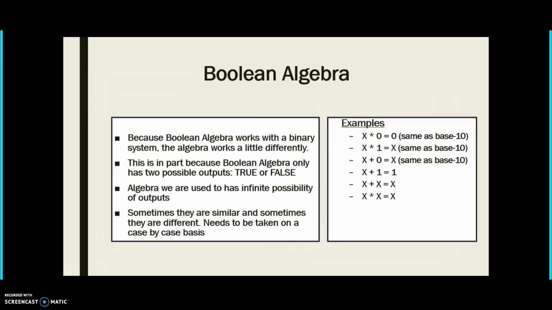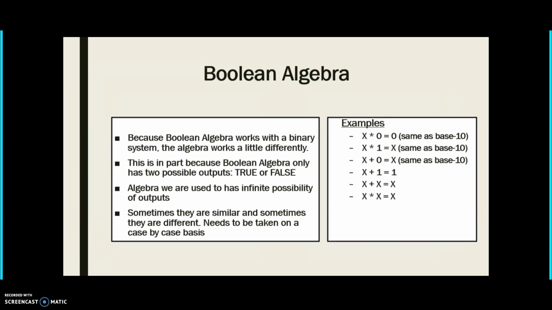Sometimes they're similar and sometimes they're different. Sometimes our Boolean algebra mirrors our traditional algebra and sometimes it doesn't. So there's no hard and fast rule on when they're the same. We have to take this on a case-by-case basis. So for example, if we look at the first one, x times 0 is equal to 0, that's the same with Boolean algebra, because x and false is going to be false, because AND requires all inputs to be true in order for the output to be true. So it doesn't matter what x is, as long as we have that one false, the output will be false.